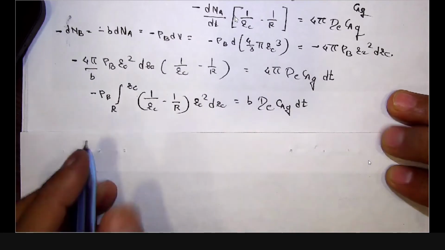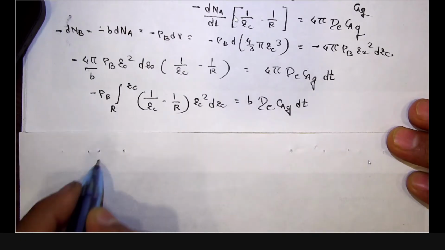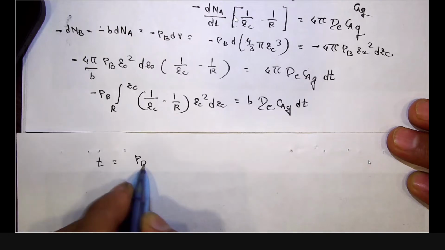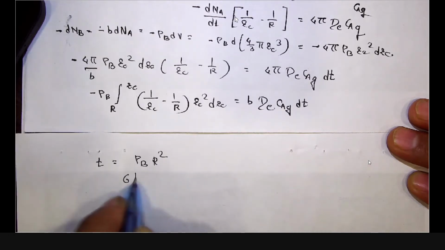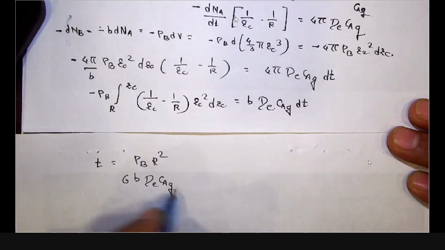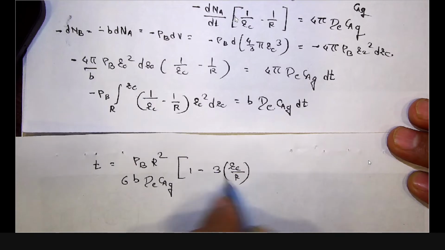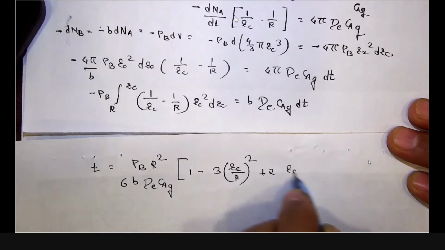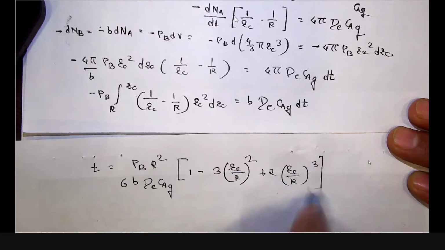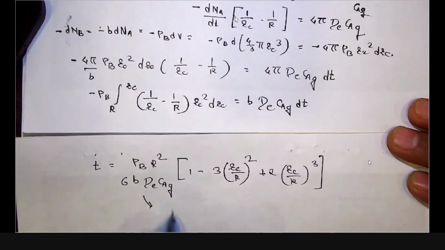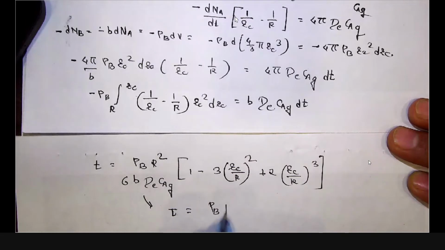So from this particular one, if you integrate it, the final expression will be t is equal to rho B R square upon 6b DE CAG, into 1 minus 3 (RC upon R) whole square plus 2 (RC upon R) whole cube. So this will be what? Tau, and tau is equal to rho B R square upon 6b DE CAG.